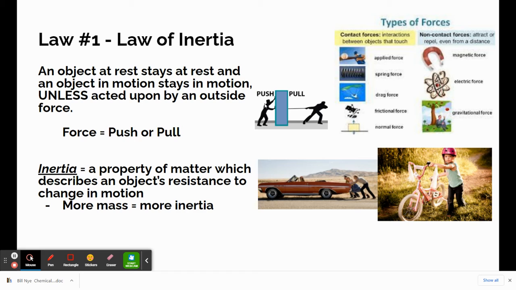Okay, so think of inertia in terms of outer space. If an object is moving in space, it's going to keep moving in that direction until acted upon by an outside force.